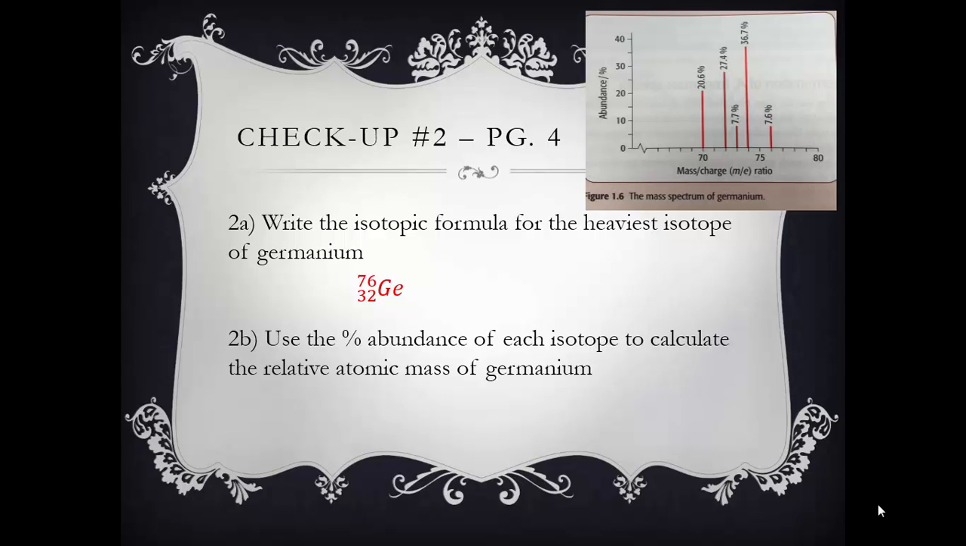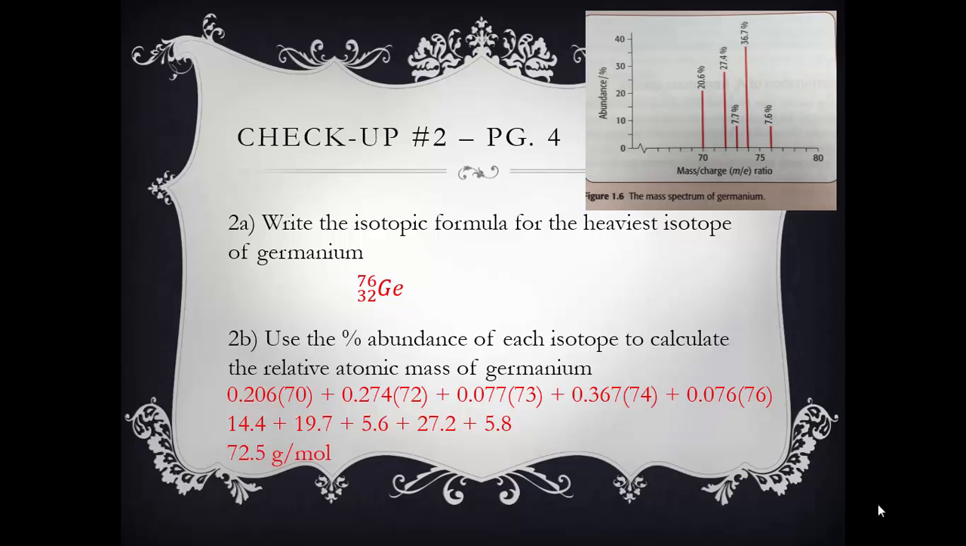2b is to use the abundances, so using all the abundances, find the atomic mass of germanium. So you have 5 different isotopes. Each one gets multiplied by its percent, and you add everything up, and you should get 72.5 grams per mole. So make sure you can do that on your calculator, pen and pencil, and make sure you get the correct answer.